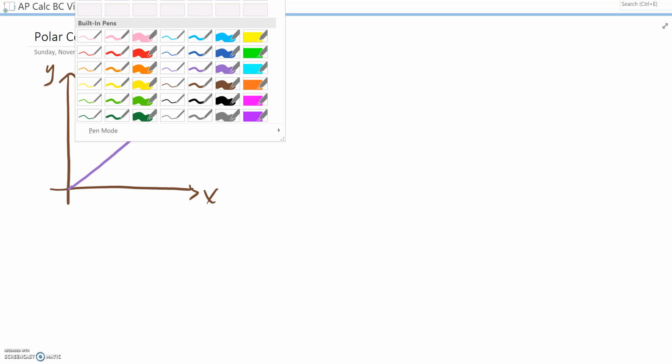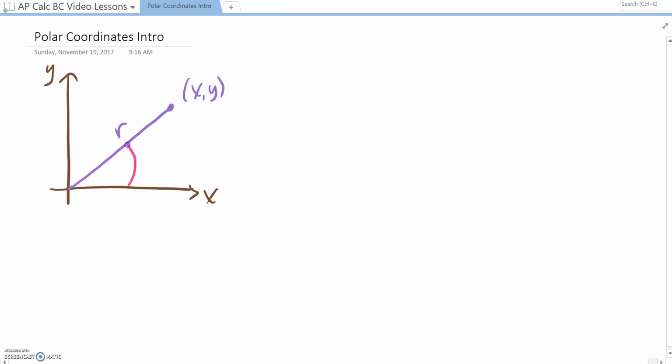Let me switch colors here. That's theta. All right, so with that information, we can drop this down here, and we have a y distance, and we have an x distance over here. Okay, so then from all of that, using just our old rules of SOHCAHTOA, let's go ahead and jot that down.